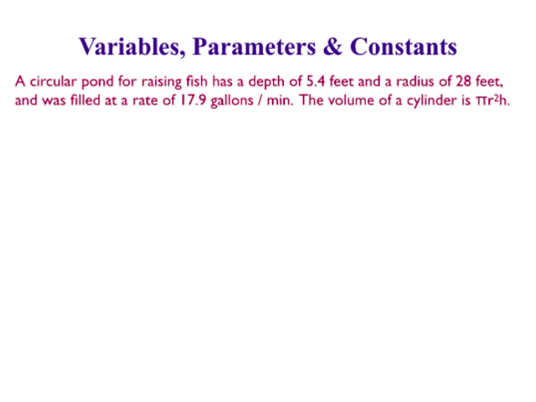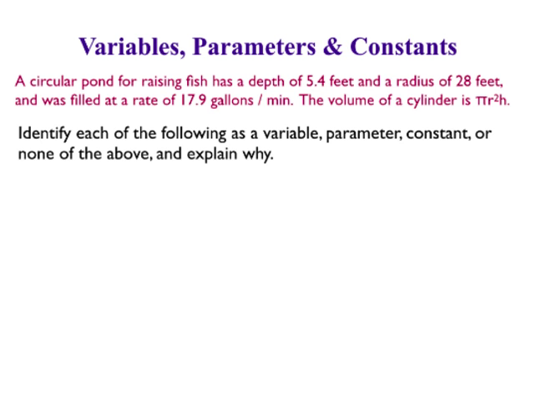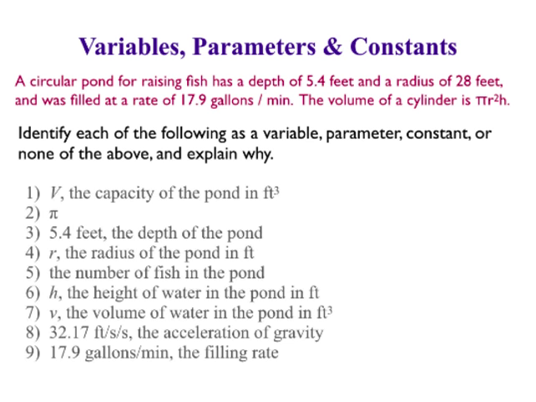Let's just practice that. So here's the situation. A circular pond for raising fish has a depth of 5.4 feet and a radius of 28 feet. It was filled at a rate of 17.9 gallons per minute, and the volume of the cylinder is pi r squared h. For each of these, talk to the person next to you and say whether each one is a variable, a parameter, a constant, or none of the above. Maybe it's none of the above.